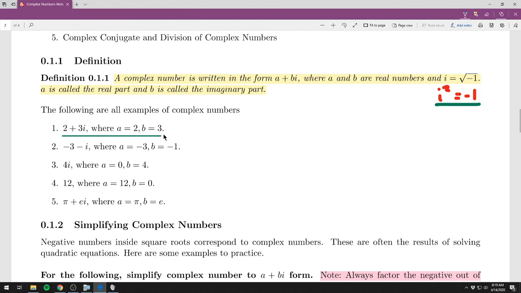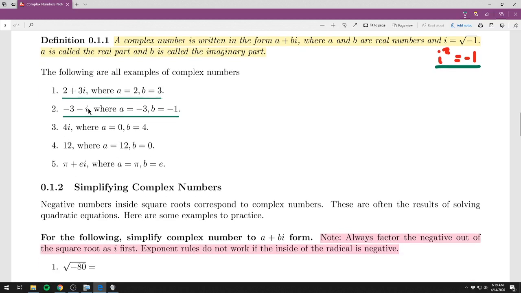Right, second example, just one with negative numbers. Positive or negative, any real number is fine. So -3 minus i is also a complex number. The real part a is -3 and the imaginary part b is -1. The third example here is one where there is no real part, it's 0, 4i. A number times i is still a complex number.